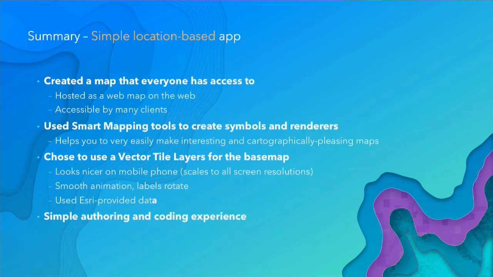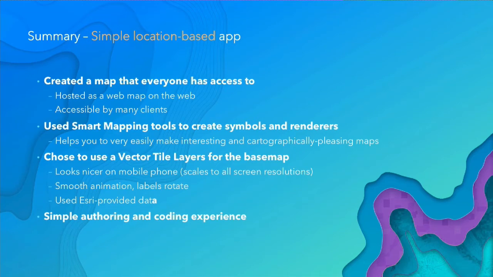All right, so that was the simple location-based app. Just to do a little bit of a recap, Mike, in this scenario, needed to build an app or a map that was accessible to everybody, so he used ArcGIS Online because the web map is something that can be used throughout the platform. He also used the smart mapping tools, and these helped him pick the symbols and renderers to use, and it made a very nice and interesting map and story behind what he was building.